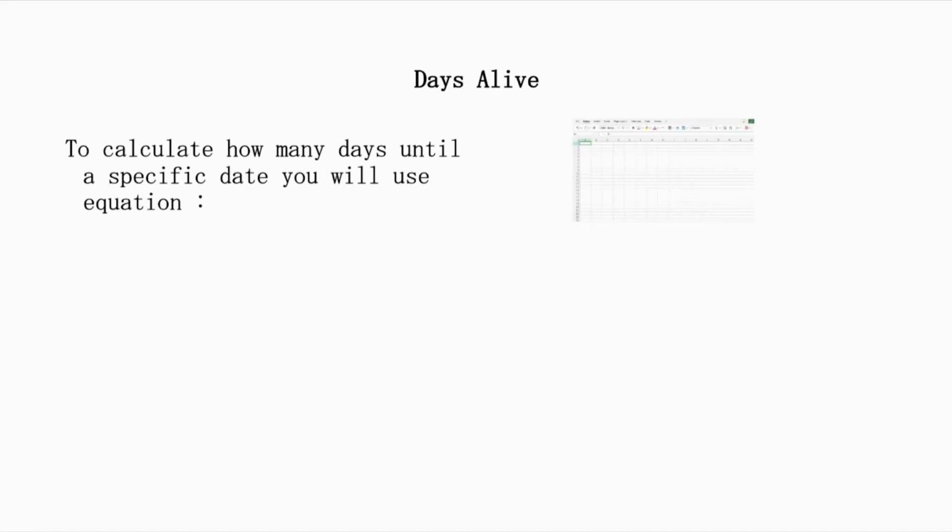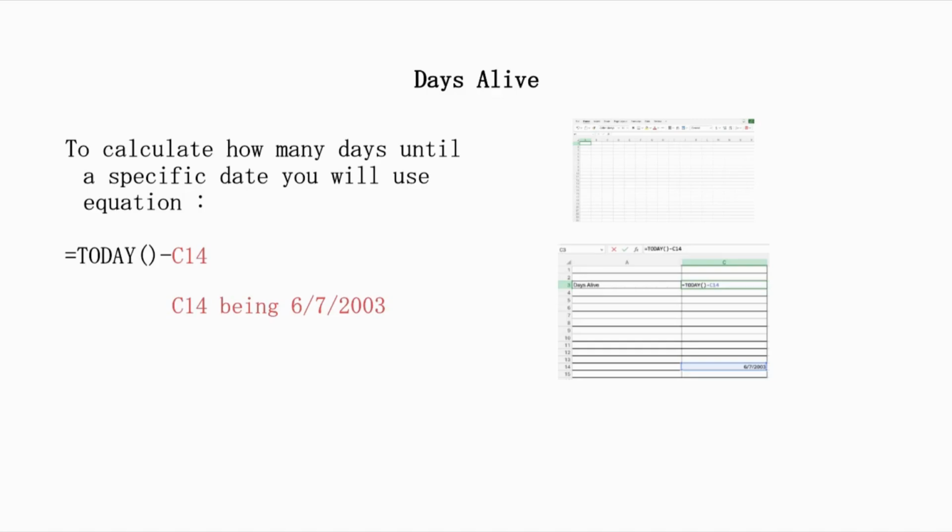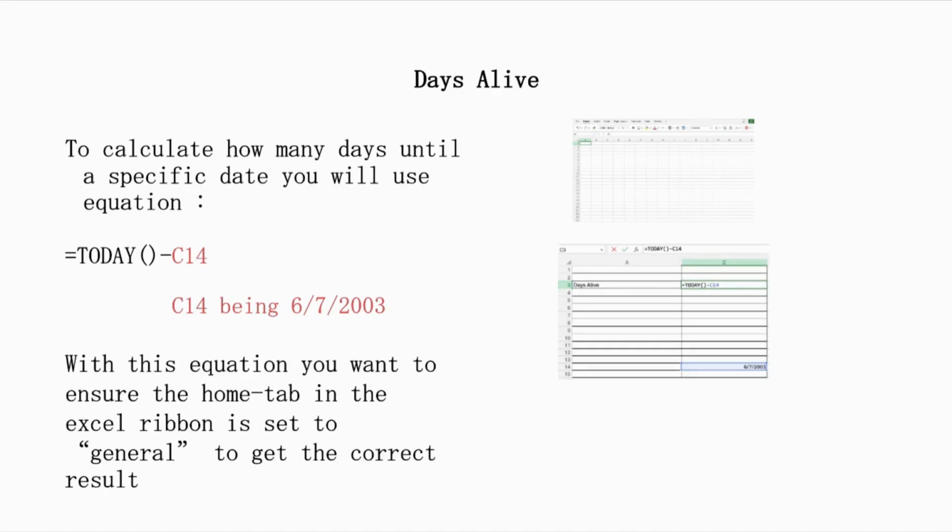So to calculate it, we're going to use the equation equals today, open parenthesis, close parenthesis, minus an open cell. In that open cell, you want to type your birthday. For instance, I used cell C14 as shown in the picture. So you want to do equals today, open parenthesis, close parenthesis, minus your birthday. And then when you hit enter, you want to ensure that the Home tab ribbon is set to general.